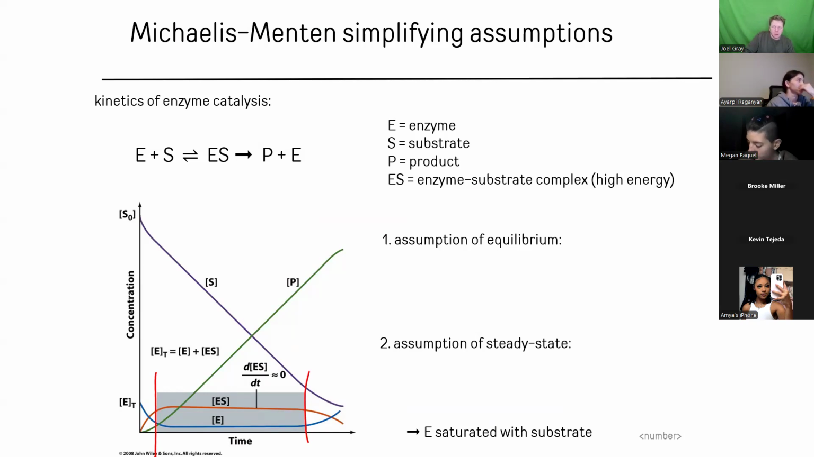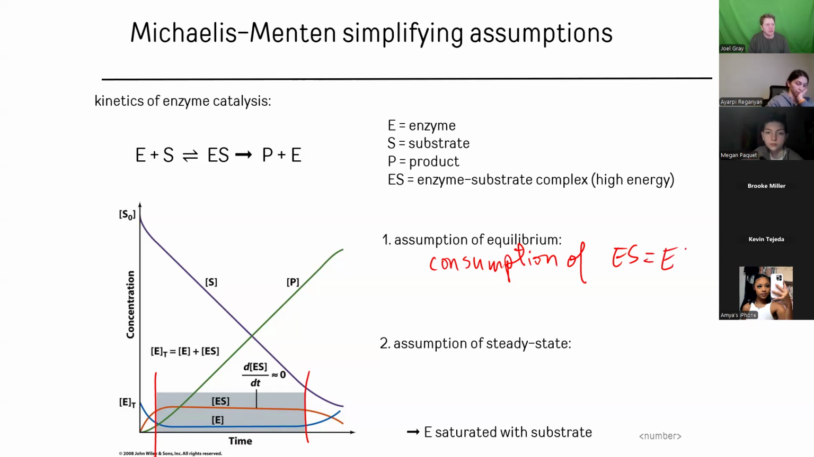So what that means is that, yeah, we're using up the ES complex to make our product, but also we're making that ES complex come to be. So we can assume this is at an equilibrium of sorts. So the consumption of ES is, let me think how to best word this. So the consumption of the ES complex, what I mean by that is ES going to E plus P.